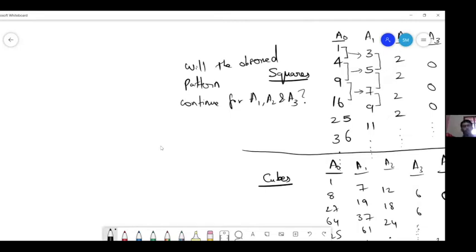So now Shubhangi ma'am was answering this question: will the observed pattern continue for A1, A2, and A3 for this sequence of squares? And if yes, why? So she was trying to give an explanation. Okay. Yes, I will reveal it after some time.